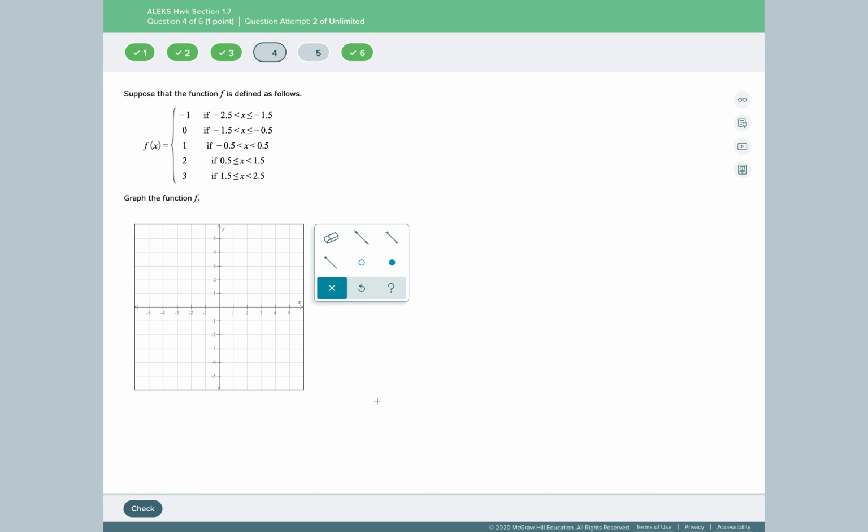Now for this next one, we have a piecewise defined function, and it says to suppose that the function f is defined as follows. f of x is equal to negative 1 if negative 2.5 is less than x, which in turn is less than or equal to negative 1.5. So at x at negative 2.5, we have an open circle.